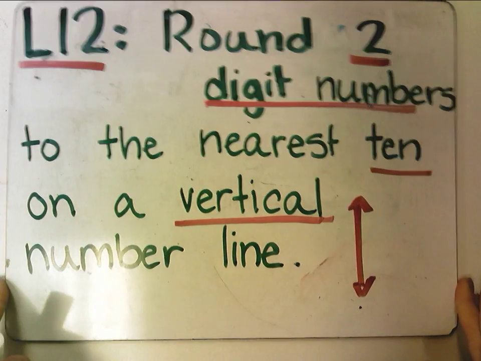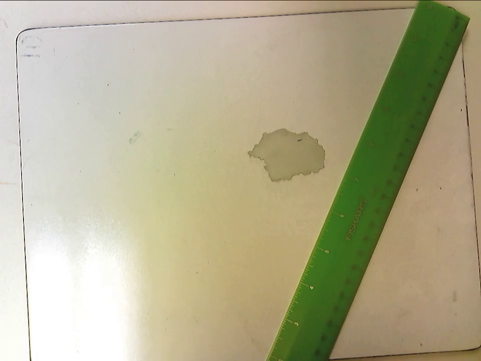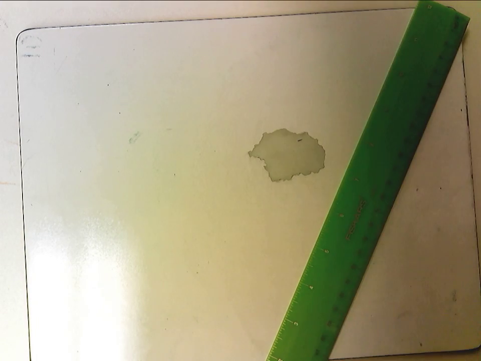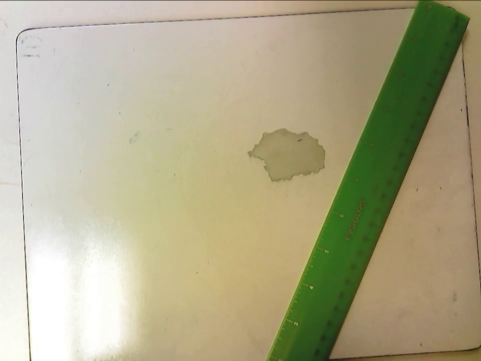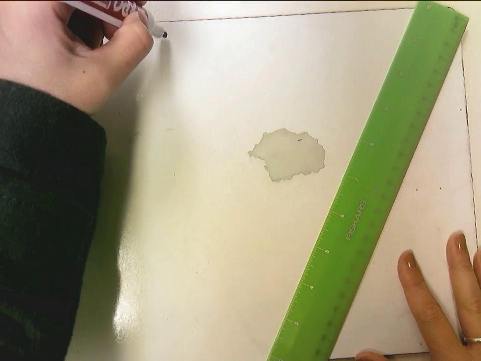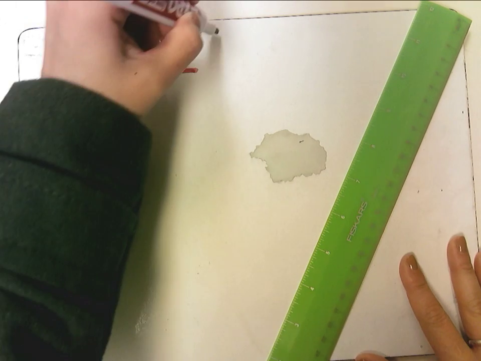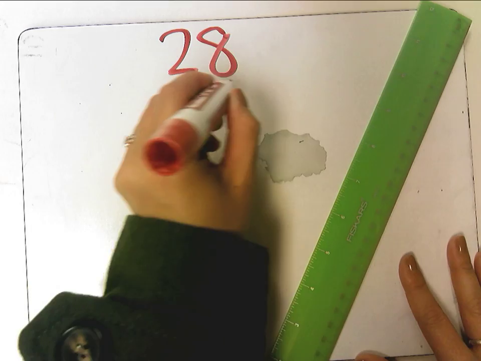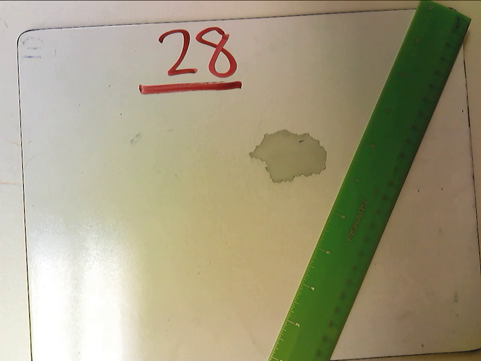You'll need a couple things. You will need your own whiteboard, and you will need your ruler to draw our number lines. So this morning, we're going to round the number 28 to the nearest 10. So at the top, I'm going to write 28. So we remember that we're going to round 28 to the nearest 10.